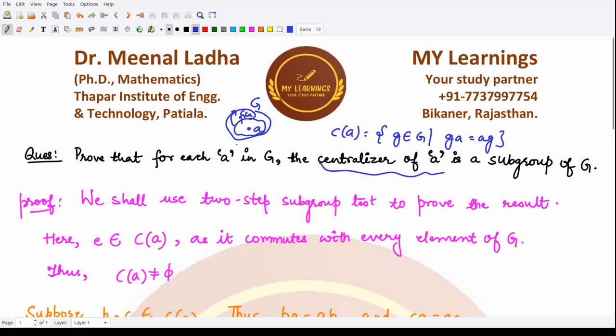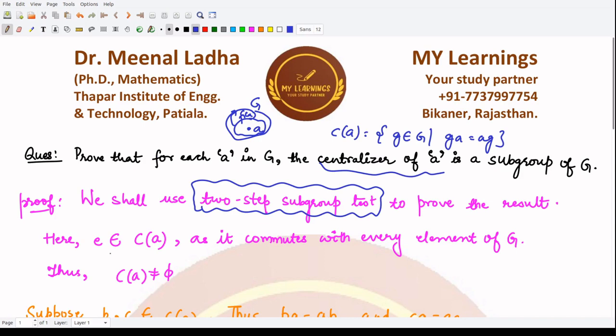In order to prove that the centralizer of A is a subgroup of G, we will be using the two-step subgroup test. What is this two-step subgroup test? First of all, we take any two elements from it and prove that the product is also present within this set, and then we take any other third element from this centralizer of A and prove that its inverse is also present within this same set. Then it would become a subgroup of G.